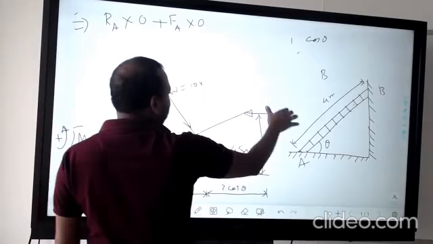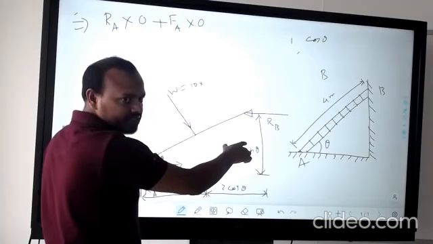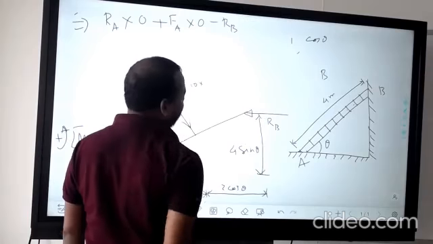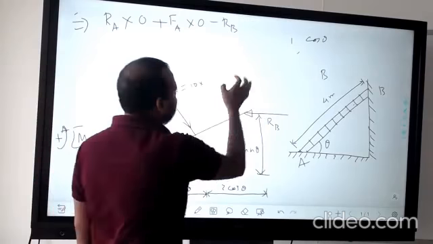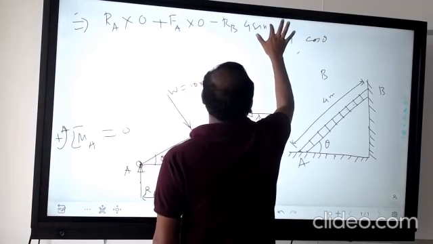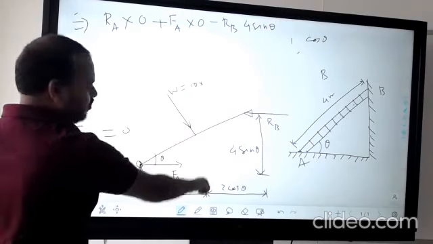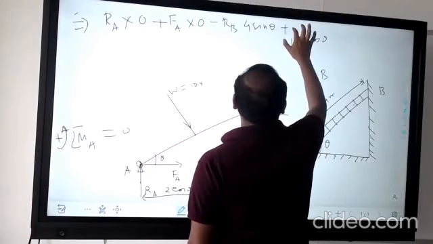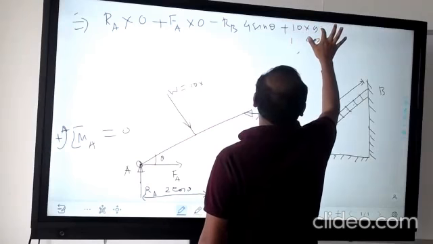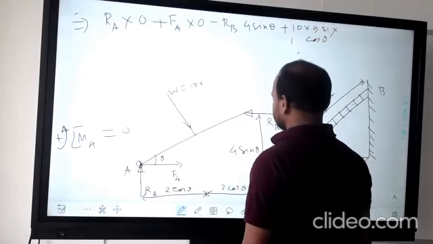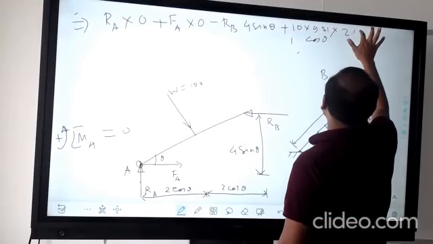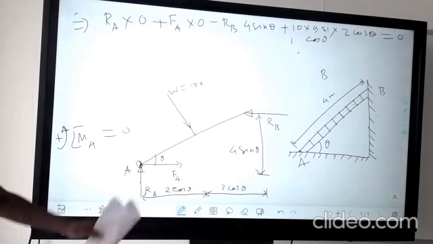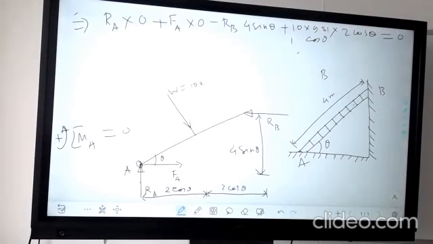Next is our RB. RB is like that, so clockwise, that is negative. RB multiplied by its vertical distance, that is 4 sin theta. Then W is acting in that direction, so we take it as positive. W we know is 10, 9.81, into its vertical distance, that is 2 cos theta. No other forces are remaining. That is equal to 0. So from this you can find out the theta value.